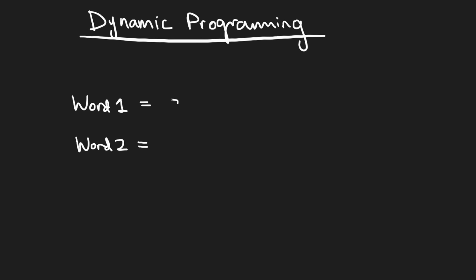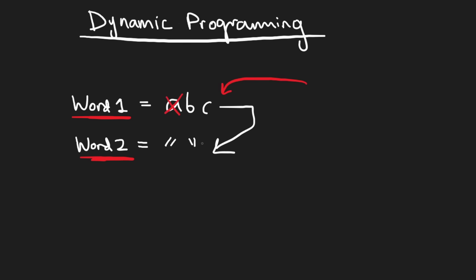What if word1 was ABC and word2 was empty? Then what would we do? Is it even possible to take this word and convert it into an empty string? Of course it is. In this problem, it's always going to be possible to take word1 and convert it into word2, because we can insert a character, we can delete a character, or we can replace a character. In the worst case, we could take every single character in word1 and just delete it. Delete that, because none of these show up in word2. Just delete all of them.